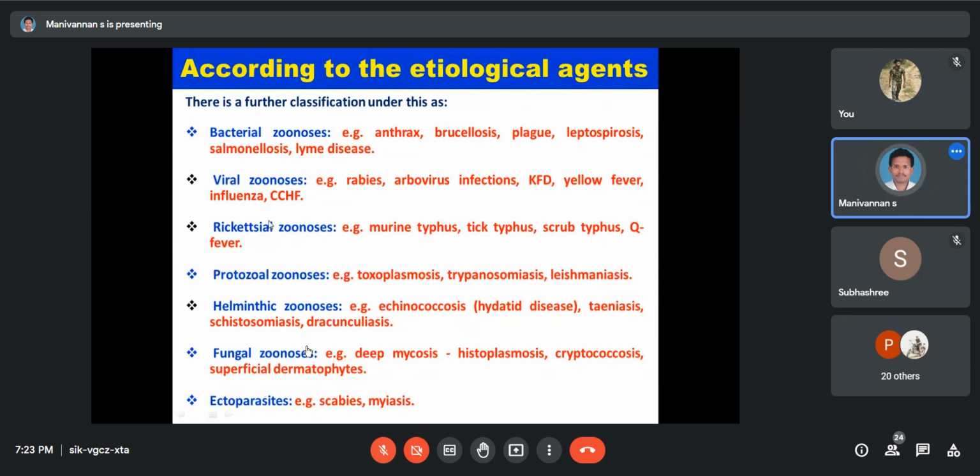Example, the bacterial diseases. Bacterial zoonosis means the bacteria transmit some of the diseases. Example: anthrax, salmonellosis, tuberculosis, Lyme disease, plague, and leptospirosis. These are the bacteria-transmitted diseases. Mainly tuberculosis and brucellosis. At least remember this bacterial zoonosis, tuberculosis and Lyme disease.